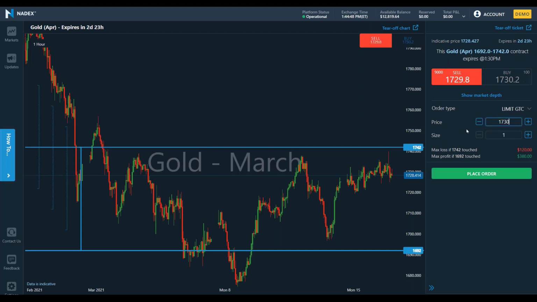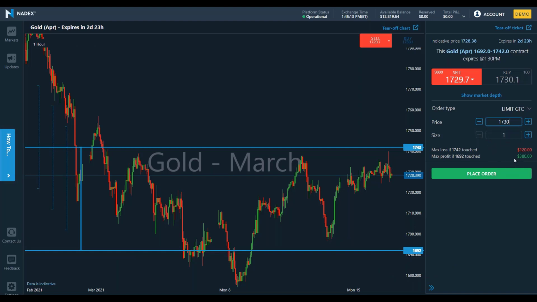If I were to sell one of these at 1730 and it went up to 1742, up $12 an ounce, I would get knocked out. I'd experience $120 maximum loss. If I were to sell one and it went down to 1692 and touched the floor, I would experience maximum potential profit of $380. All right, this is a knockout.